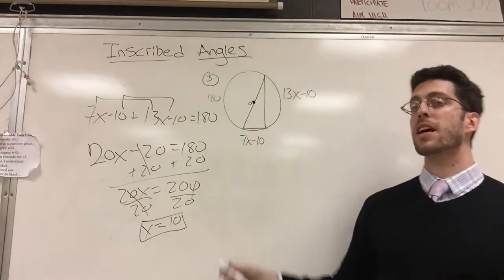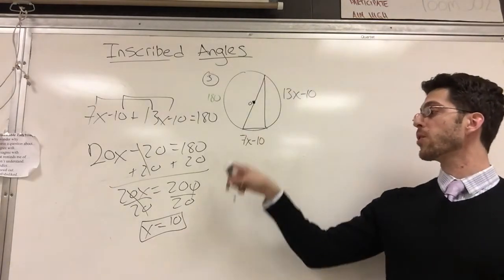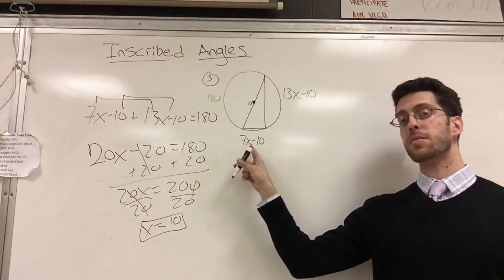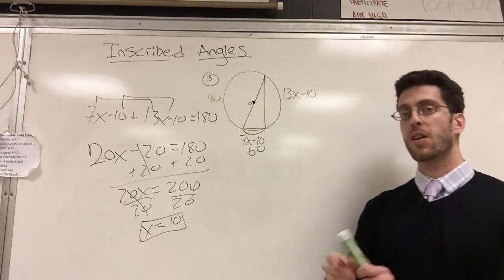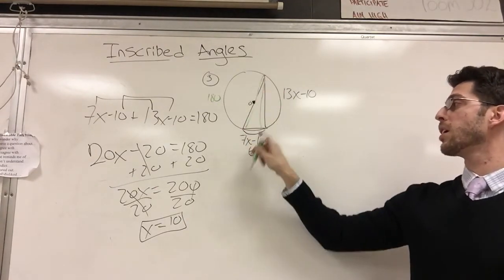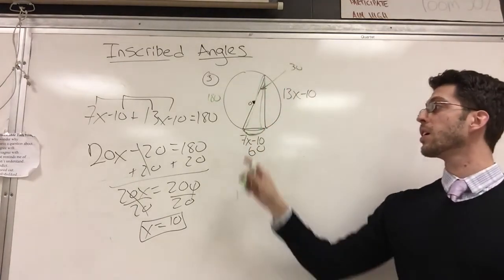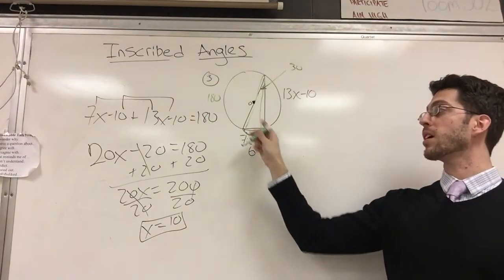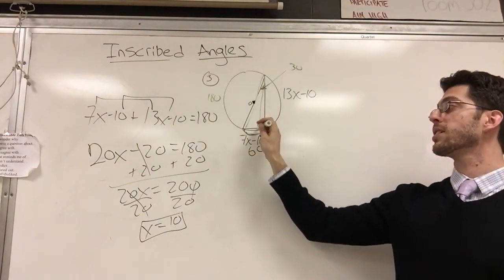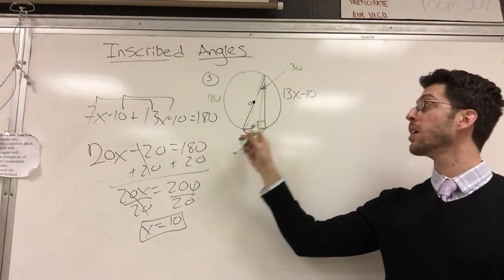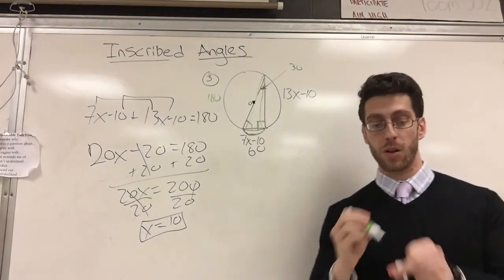Now, how does that relate to inscribed angles? Well, then they might ask you to find all the inscribed angles. So you would now know that if x is 10, this is 7 times 10 is 70, minus 10 is 60. This arc is 60. Follow the pizza slice. If this is 60, this angle right here is 30. Look at this angle right here. Can you guess what it is? It's opposite a diameter. It's opposite a semicircle. It's a right angle. It's 90, 180, 90, 180, 90. And I'll let you figure out this third angle on your own.